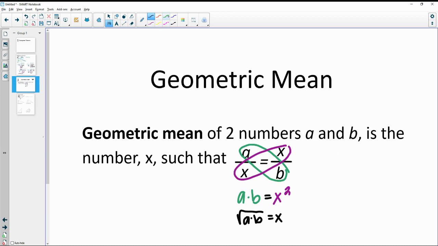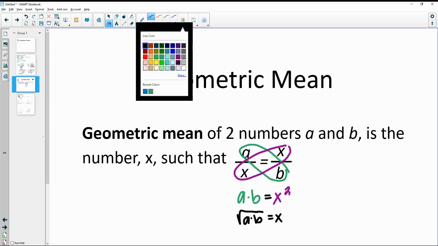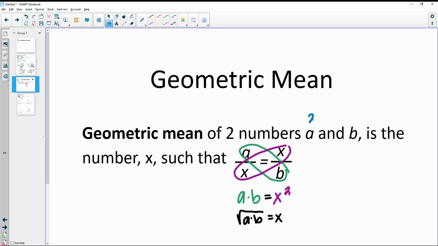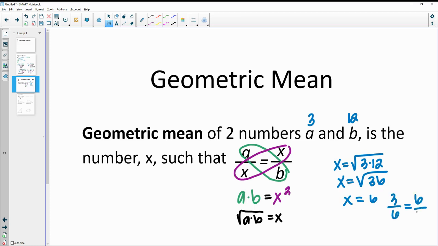So if I said the two numbers were 3 and 12, the geometric mean would be the square root of 3 times 12. And so 3 times 12 is 36, so the geometric mean would be 6. And that's because 3 divided by 6 equals 6 divided by 12. Both of those reduce to 1/2. So it's satisfying this proportion.